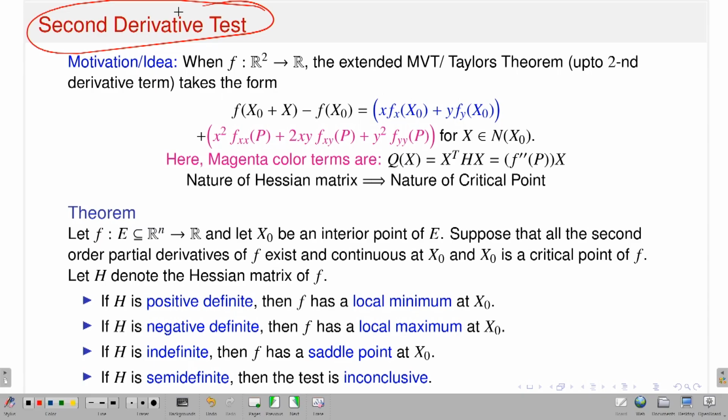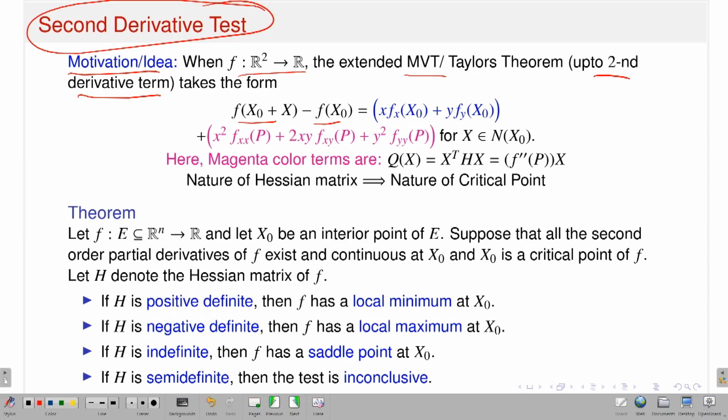So that is the second derivative: if my function is twice differentiable, then the second derivative and the Hessian have a connection. This is the motivation and idea. If I have a map from R2 to R, then I already discussed the extended mean value theorem, or Taylor's theorem, up to the second derivative term. That means f of x naught plus x minus f of x naught can be written in terms of first order partial derivatives and second order partial derivatives, because I am talking about the extended mean value theorem or Taylor's theorem up to the second derivative term.